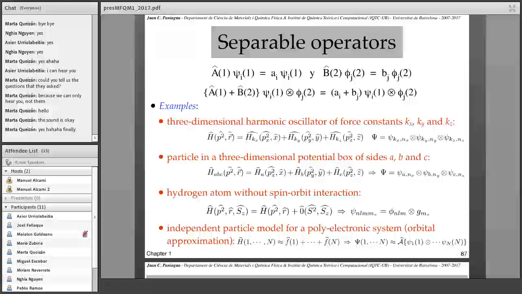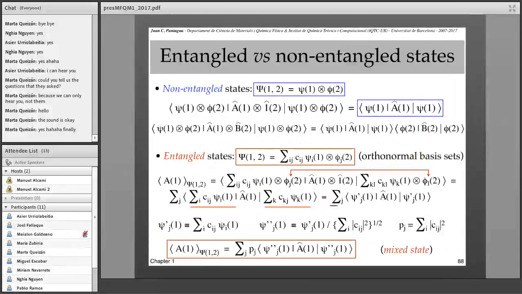Now, okay, sorry, I had taken out the sound. Let's go back. We were talking that this idea of taking the direct product of Hilbert spaces allows us to study complex systems by studying different parts of the system first, and then combining the corresponding solutions. Well, let's go on.